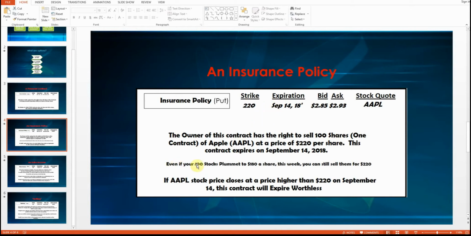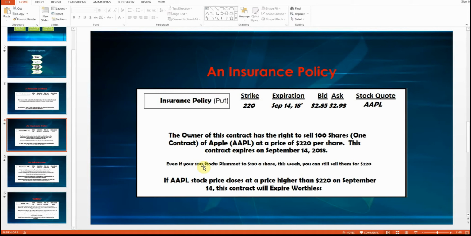So even if the 100 stocks you own, the price plummets to 180 a share, you can still sell them this week for 220 a share. It's awesome. So it's like an insurance policy on what stocks you own, and you can buy them at all different dates. And the longer further out you go, the more the insurance policy is. So this is one way that people use options, and one of the reasons they're traded.